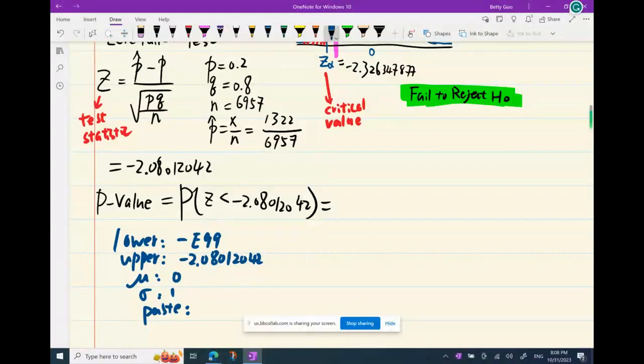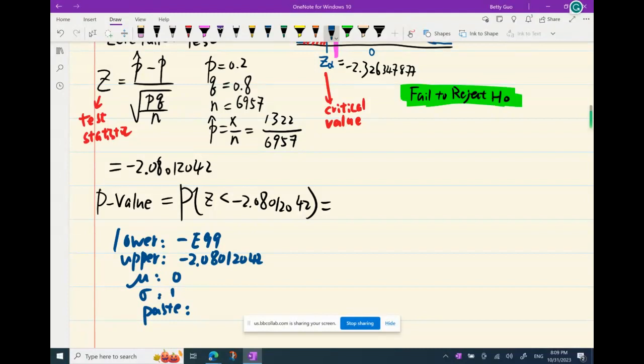My calculator already has negative 1 EE 99 there every time I use this function, and I only need to enter the upper bound, which is negative. Be very careful: do not use the minus sign. Use the key on the bottom right of the calculator, the negative sign in parentheses. Negative 2.0801242, and mu equals 0, sigma equals 1, paste.